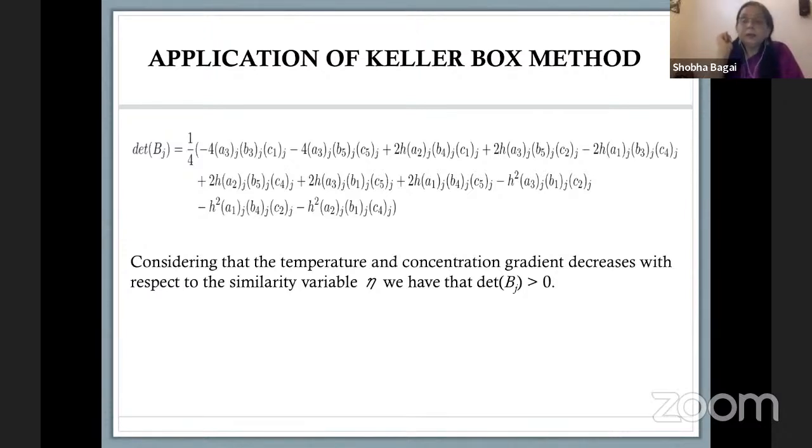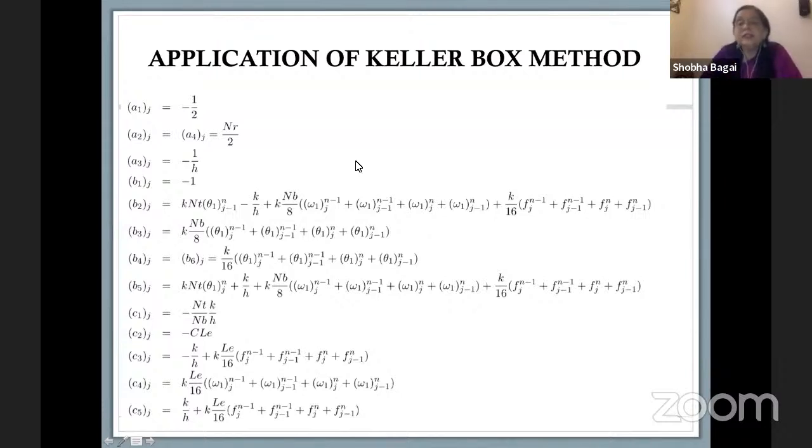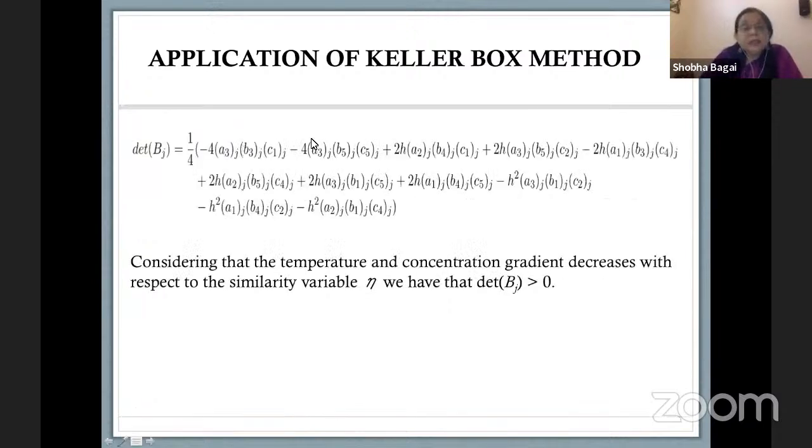One was your determinant of Bj. So the determinant of Bj, when it is calculated, is a 5x5 matrix. Once you actually calculate the determinant, you have certain numbers coming out over here. Now, fortunately for us, the signs of each of these terms were considered, and each of these terms was actually positive. So since each of the terms was always positive, what we could conclude was that the determinant of Bj will always be positive.